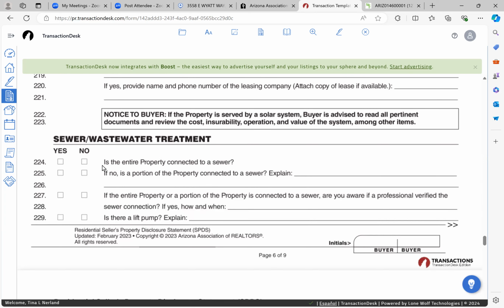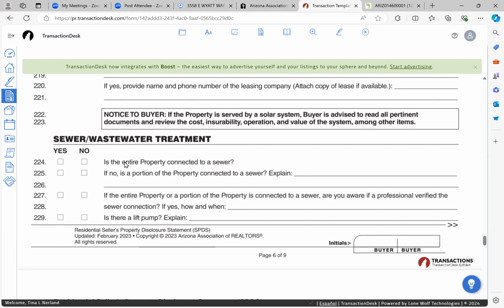Wastewater treatment, is the entire property connected to a sewer? Let's say it's checked yes, but you know that it's on a county island or a part of town, maybe in Mesa, that is known for having septic systems. That might just be not a red flag, but just like, hey, I think I need to investigate this.